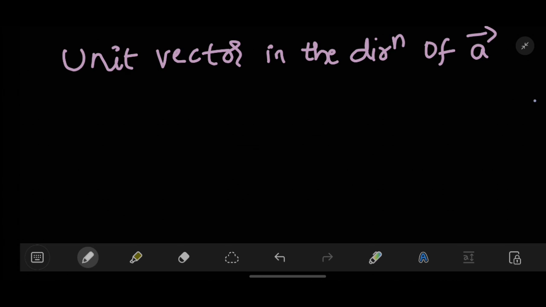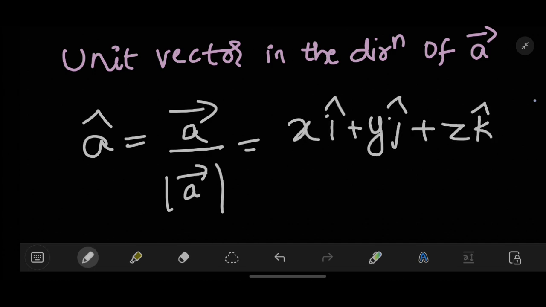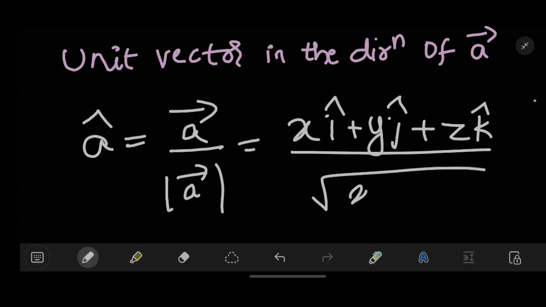Now we'll see the unit vector in the direction of A vector. That is given by A cap. A cap is the unit vector in the direction of A bar, or A vector. How do you give this? A cap is nothing but A vector by the magnitude of A vector. In the previous example, A vector was x i cap plus y j cap plus z k cap. The magnitude will be root of x square plus y square plus z square. That's it. So this is the unit vector.